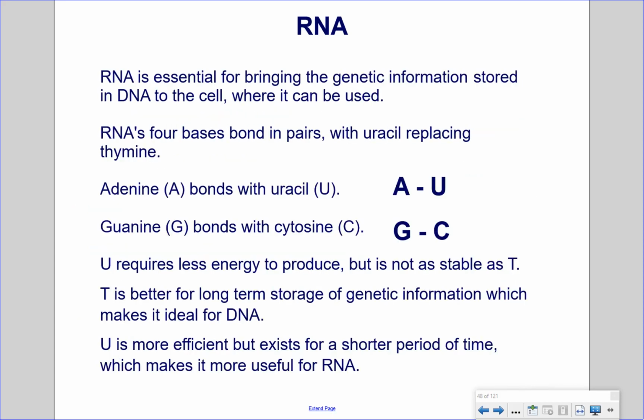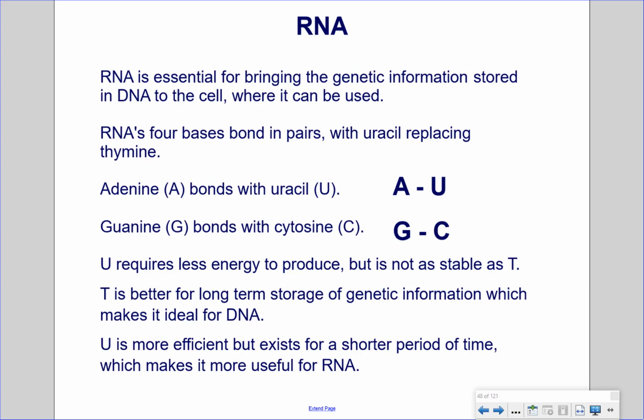RNA is essential for bringing the genetic information stored in DNA to the cell, where it can be used. RNA's 4 bases bond in pairs, with uracil replacing thymine. Adenine, A, bonds with uracil, U. Guanine, G, bonds with cytosine, C.